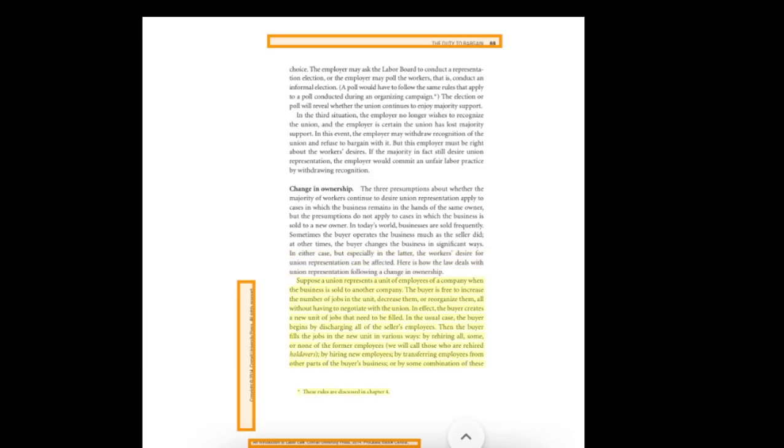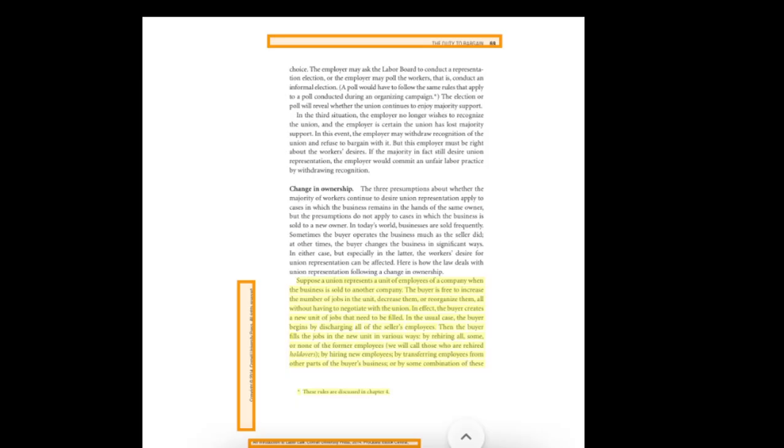Suppose a union represents a unit of employees of a company when the business is sold to another company. The buyer is free to increase the number of jobs in the unit, decrease them, or reorganize them, all without having to negotiate with the union. In effect, the buyer creates a new unit of jobs that need to be filled.